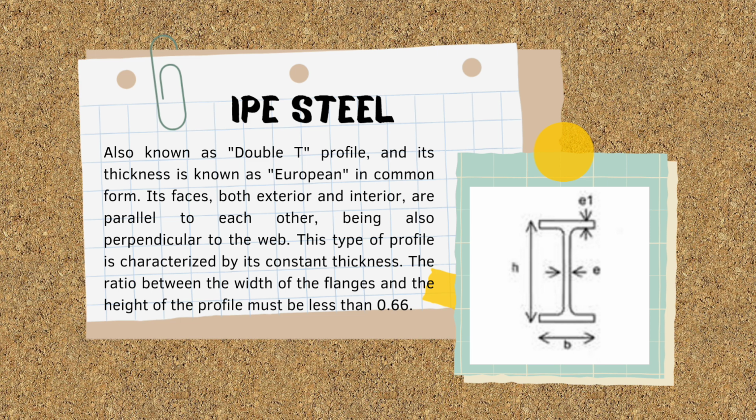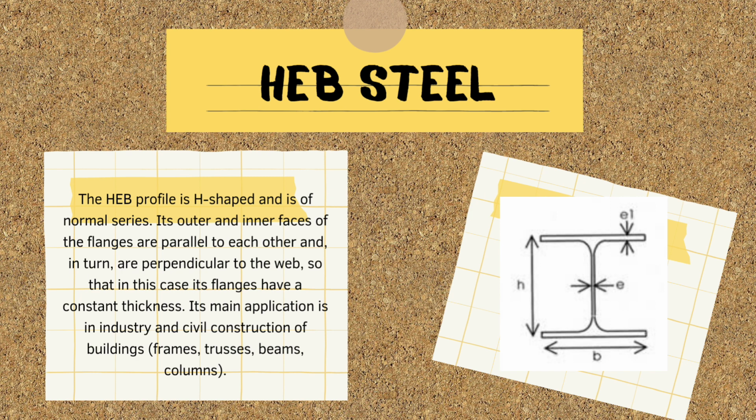IPE steel, also known as double T profile, and this thickness is known as European. Its faces, both exterior and interior, are parallel to each other, also being perpendicular to the web, with this type of profile characterized by the constant thickness. The ratio between the width of the flanges and the height of the profile must be less than 0.60.